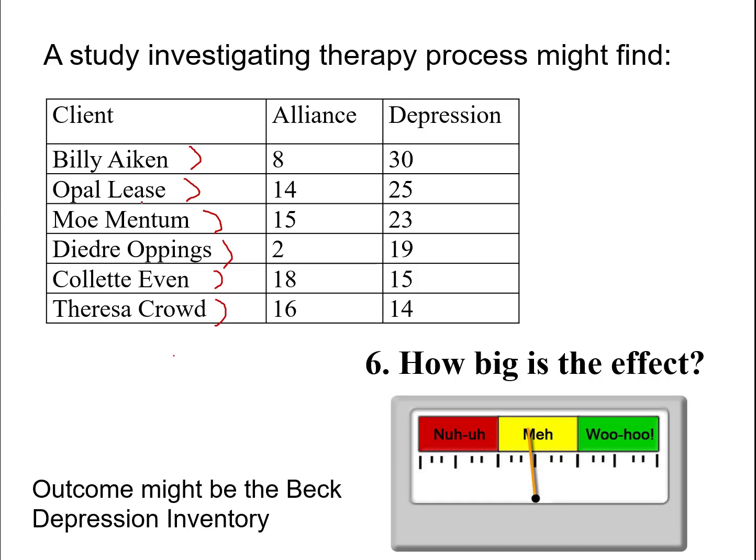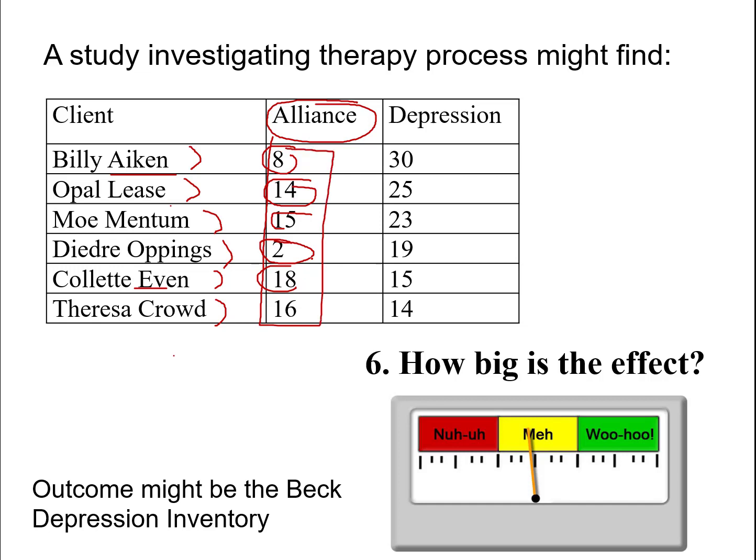And what we're going to do, they're all going to begin psychotherapy with a therapist. And at the beginning of their therapy, we're going to get a rating. Maybe we'll give them a questionnaire and ask them to rate the quality of their alliance with their therapist. And so Billy Aiken, his alliance score is an 8. And then Opalese, her alliance score is 14 and a 15. Deirdre Opping, she had a very poor alliance down at a 2, but Call It Even had very high alliance at an 18. So each person rates the extent to which they feel a strong alliance with their therapist.